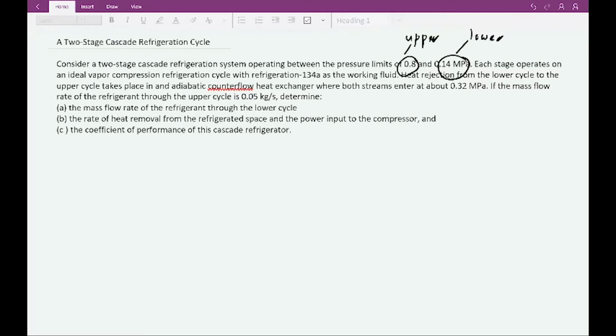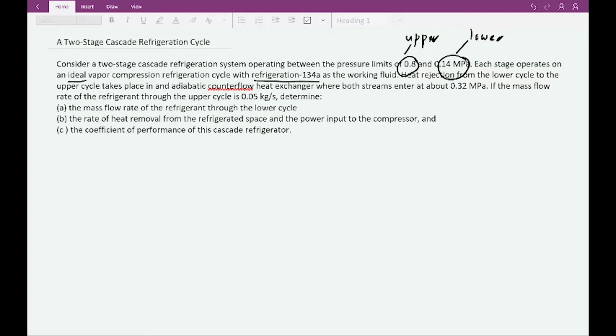Right, each stage operates on an ideal vapor compression refrigeration cycle, with refrigerant 134a as the working fluid. So this is the typical refrigerant that we use, refrigerant 134a. Highlighted here. And it works based on the ideal vapor compression cycle, which means that there is no isentropic efficiency on the compressor.